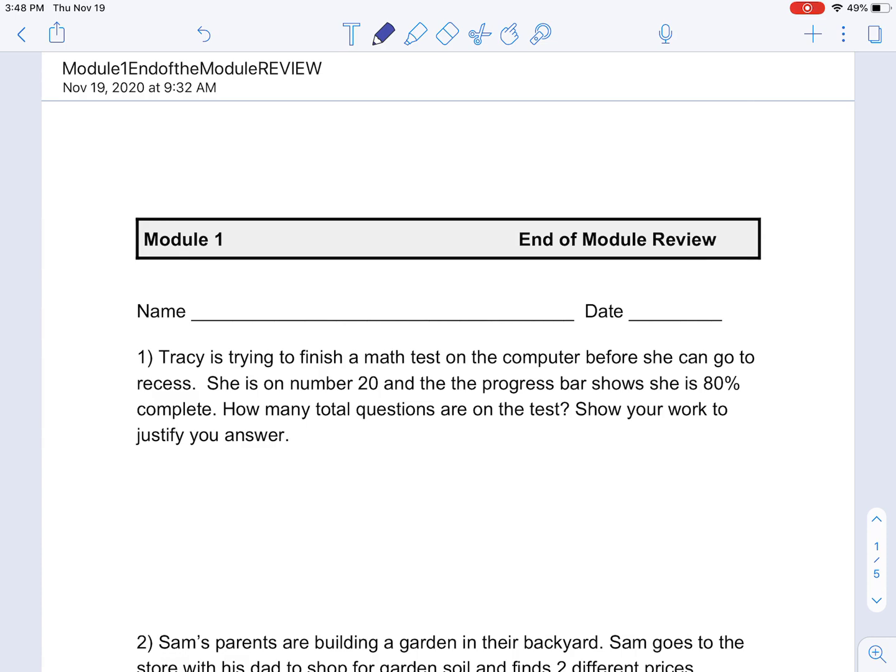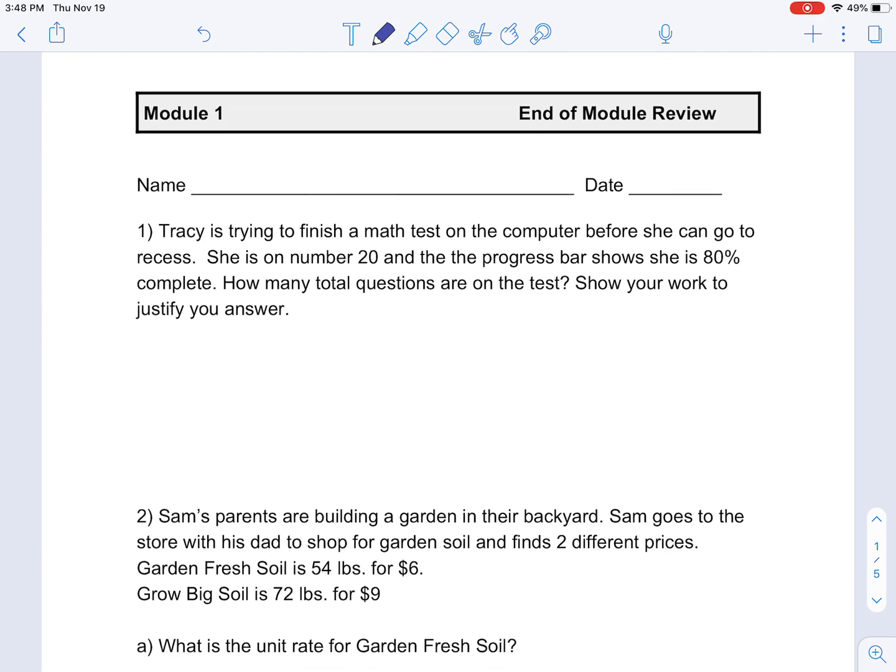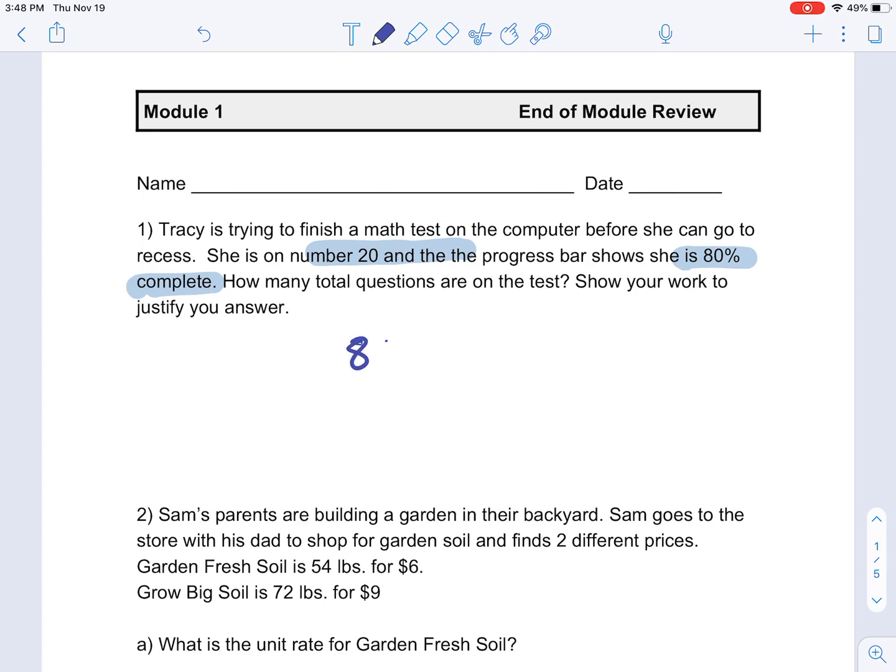So number 1 says Tracy is trying to finish a math test on the computer before she can go to recess. She is on number 20 and the progress bar shows she is 80% complete. So that problem number 20 is 80% of the test. How many total questions are on the test? Show your work to justify. So we have to compare that 20 and 80%.